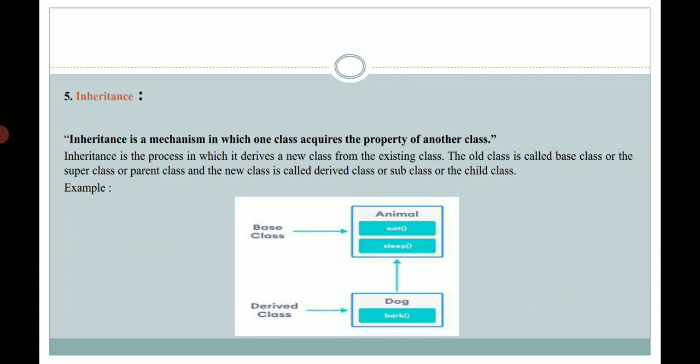Here is an example. The base class is animal. It contains the properties eat and sleep. It derives a new class. The derived class name is dog. One more property is bark. The dog contains both the features of eat, sleep and also bark. This is an example for inheritance.